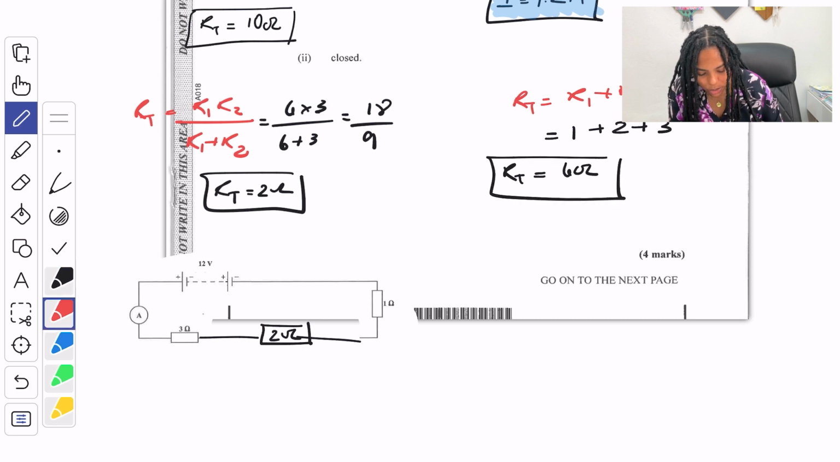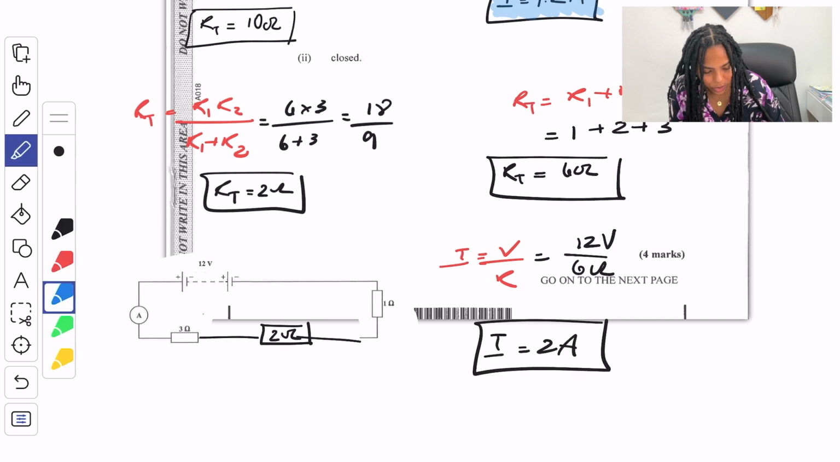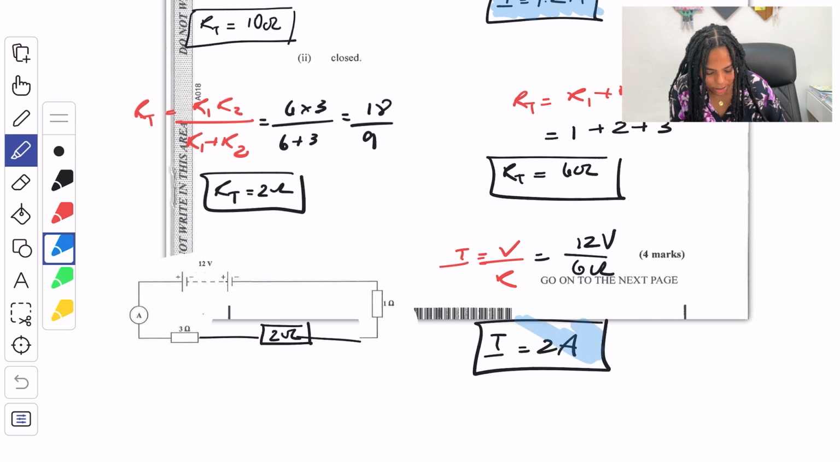And remember, we saw above that I is equal to V over R, which the voltage is still 12 volts, but now R is 6 ohms. So 12 divided by 6 is 2 amps. So that was a nice little calculation there.